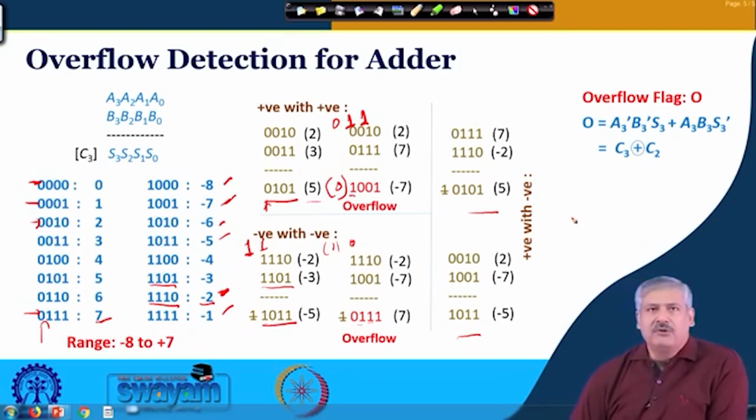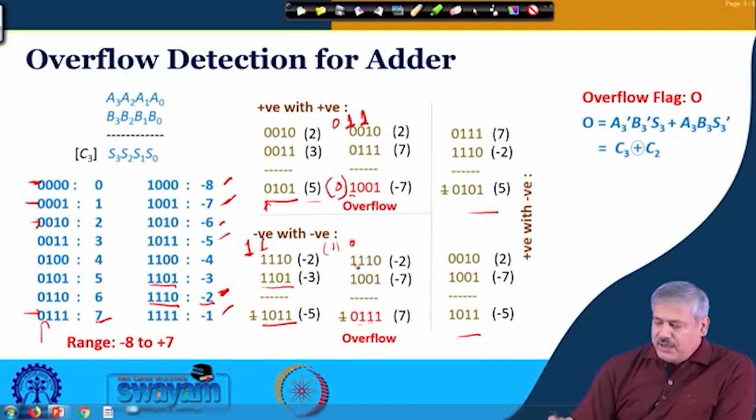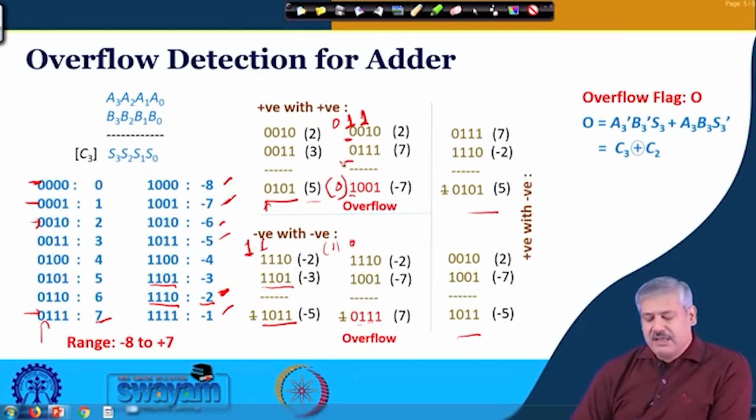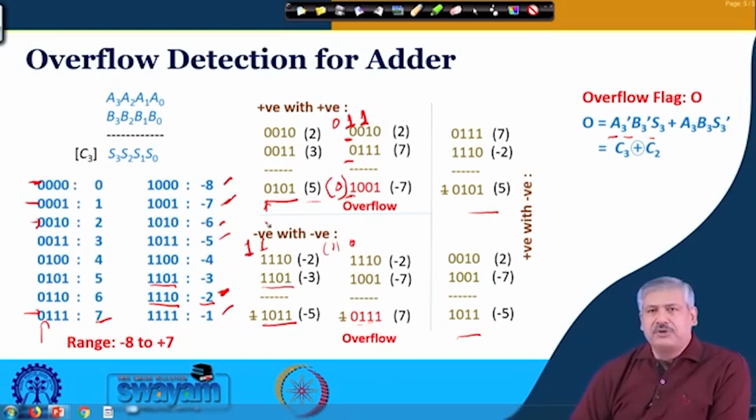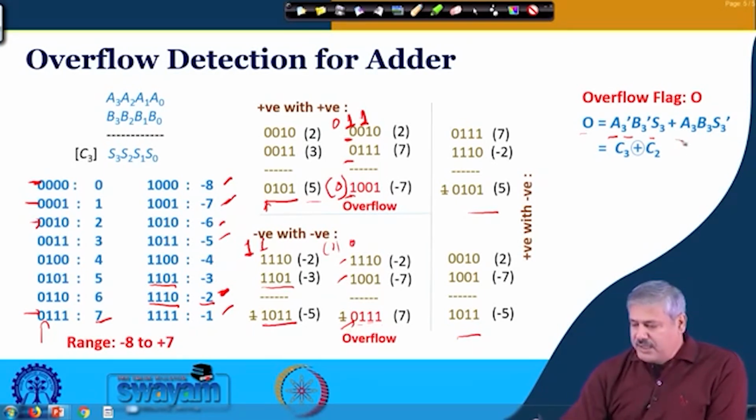So, what we can see, the overflow occurs in these two cases: when the sign bit A3 prime is 0, the sign bit B3 prime is 0, and the sign bit S3 is 1. So, this is the case A3 prime, B3 prime and S3. You see in the other cases it will not occur. If S3 is 0, you will see that this will not generate this output to be 1. And the other case when it occurs, the sign bits are 1 1 and the sign bit that is getting generated, S3, is opposite. So, these are the cases when A3, B3, these two are 1 and S3 is 0. So, we take S3 prime, and we add them up, then we can get it.